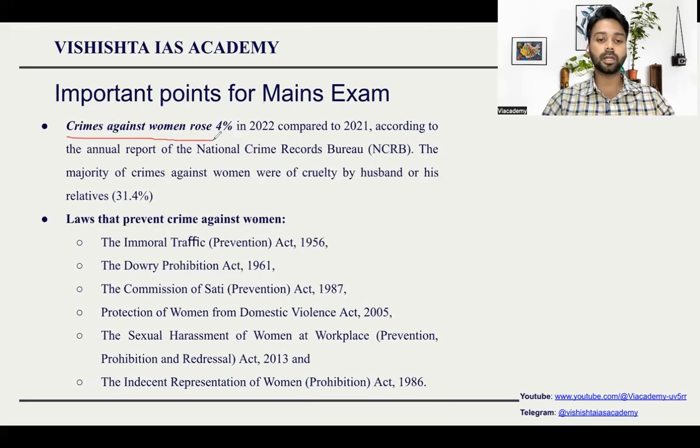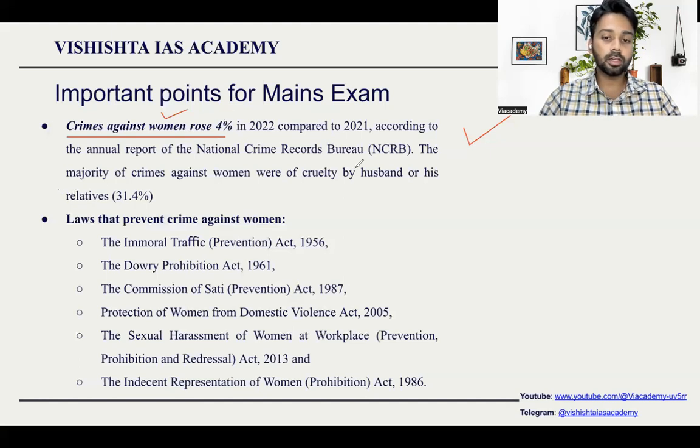The first one: crime against women has been on the rise. Recently, the National Crime Records Bureau told that in 2022, the number of crimes against women increased by 4%. So this can be used in your mains examination when you're writing the introduction. However, this doesn't exactly mean that the crime has increased. It can also be that crimes against women are getting recorded more in recent times. But one very important point is that in 2022, crime against women increased by 4%.